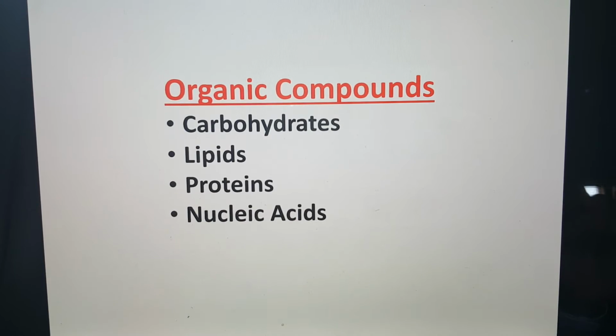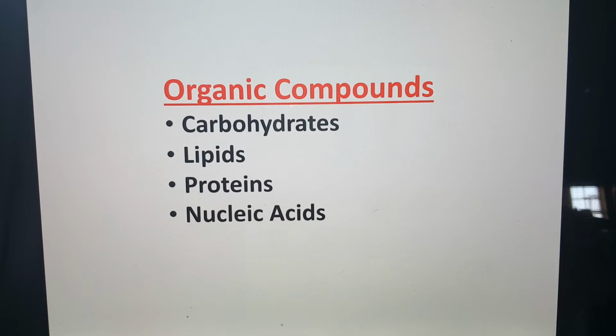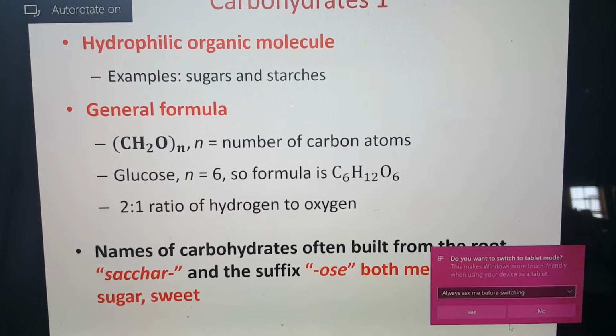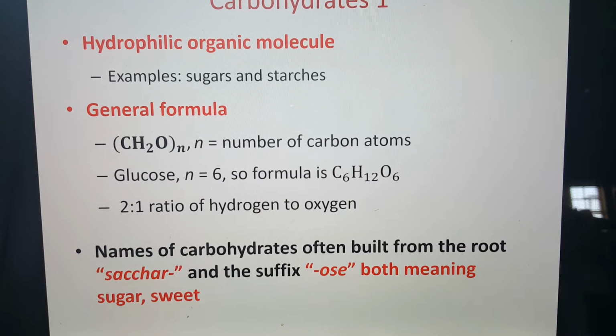Next. Okay, let's focus on our organic compounds: carbs, lipids, proteins, and nucleic acids, which will end off our chapter. Yay! Okay. So carbs are hydrophilic. They like water. Examples of that would be sugars and starches. Of course you know that from just nutrition and stuff. So your generic formula for a carbohydrate, no matter how many carbons it has, for every one carbon, it's going to have 2 hydrogens and 1 oxygen.